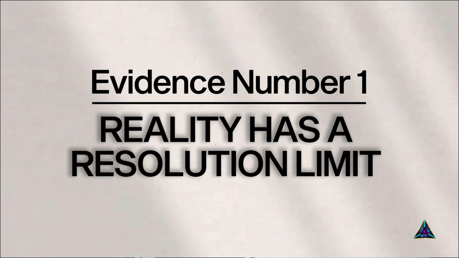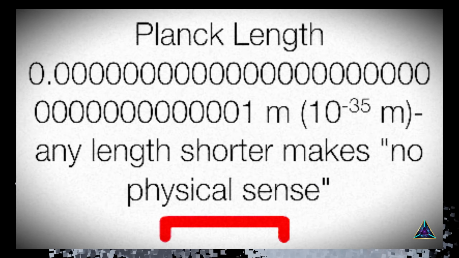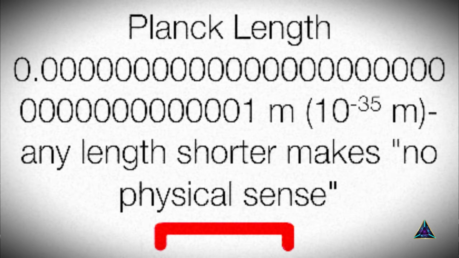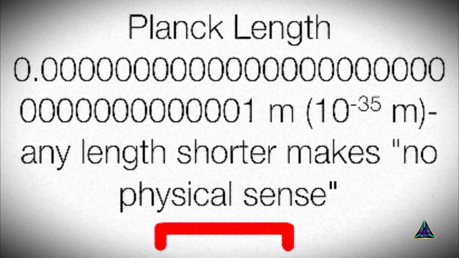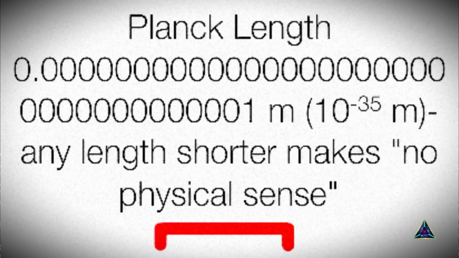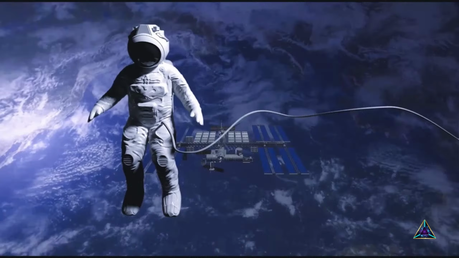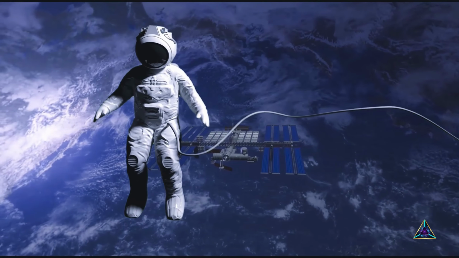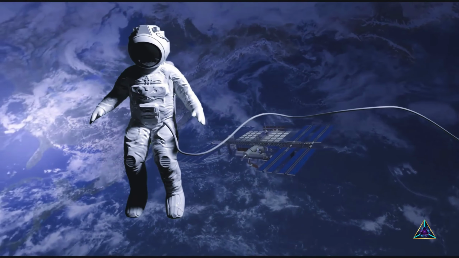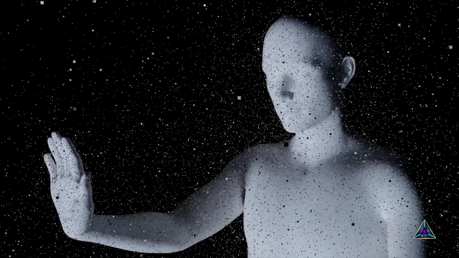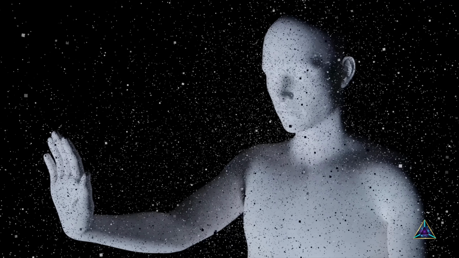Reality has a resolution limit. Just like a video game has a maximum graphics quality, our universe has a smallest possible measurement. It's called the Planck length, roughly 10 to the negative 33rd centimeters. Below this scale, the laws of physics completely break down. Space and time become meaningless. It's exactly what you'd expect if reality was rendered pixel by pixel and you just zoomed in too far.